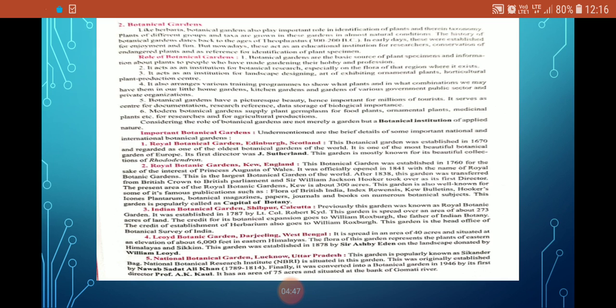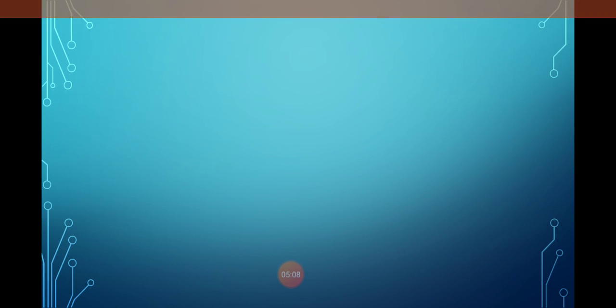It was set up by Nawab Saadat Ali Khan, and the first director of it was Professor A.K. Kaul. It is situated on 75 acres of land along the banks of Gomati River, which is a tributary of Ganga River. Thus, the importance of botanical gardens.